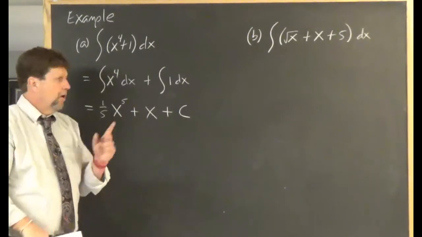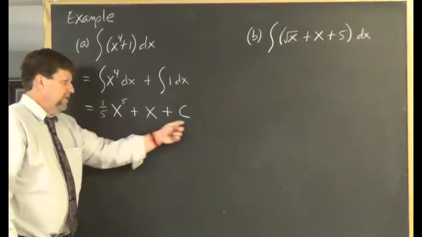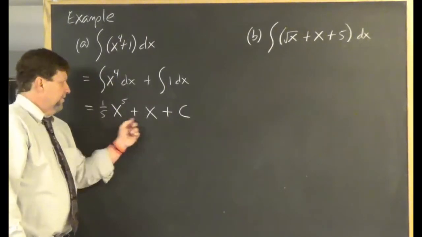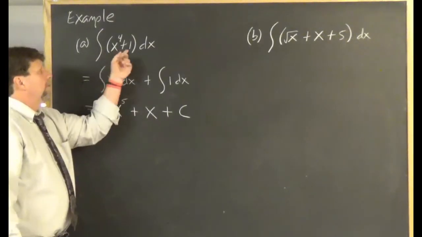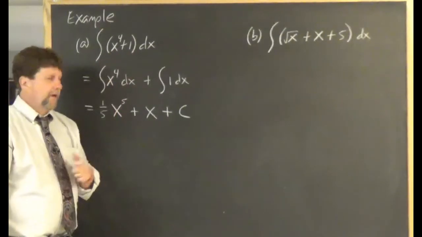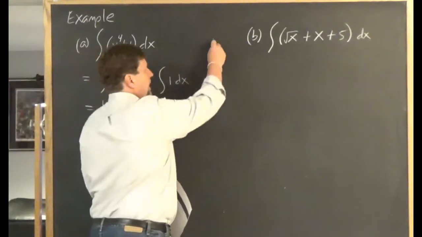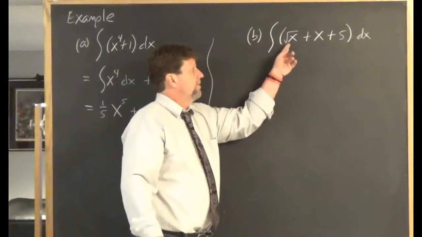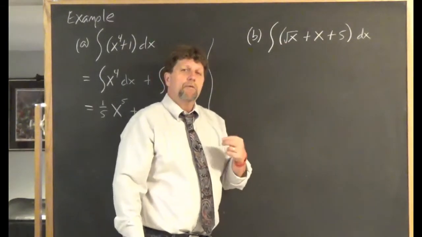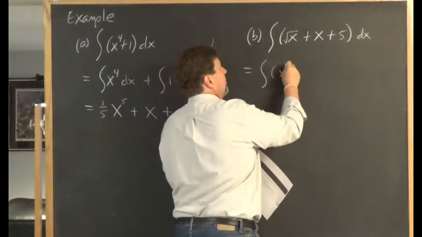Now remember, if this is the correct antiderivative, differentiate this. And when you differentiate this, you would get x to the 4th plus 1, which is the integrand we started with. So we know this is correct. Now in part B of the example, we do have to start off with a little algebra. We have to rewrite the square root of x as x to the 1/2.